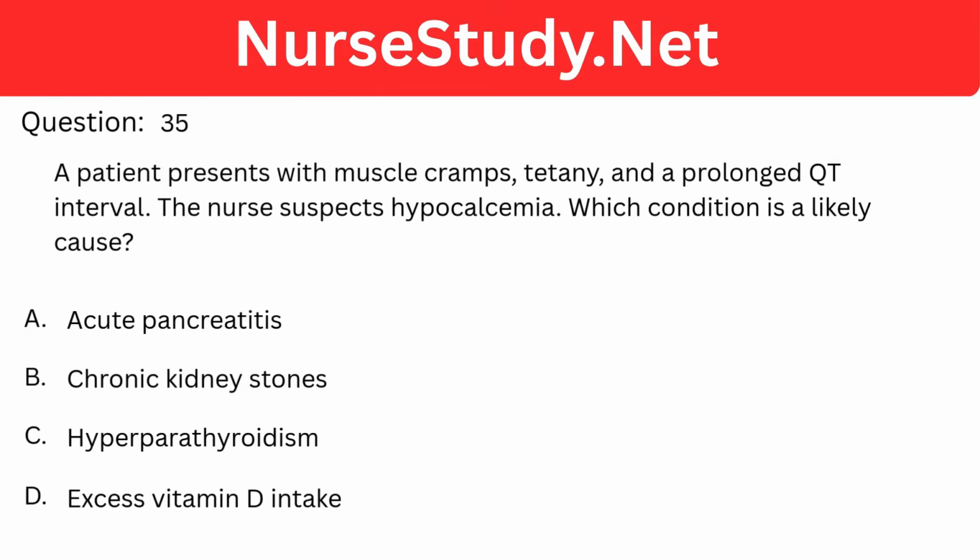Question 35. A patient presents with muscle cramps, tetany, and a prolonged QT interval. The nurse suspects hypocalcemia. Which condition is a likely cause? A. Acute pancreatitis. B. Chronic kidney stones. C. Hyperparathyroidism. D. Excess vitamin D intake.